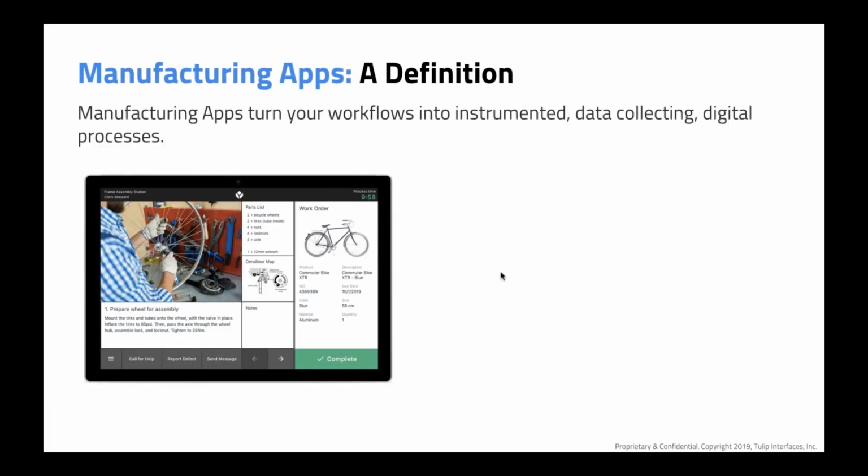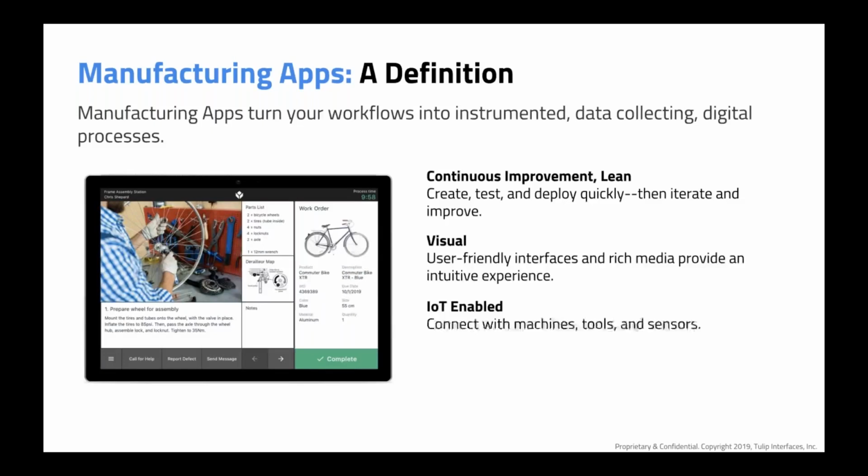So we've been talking about how digital tools like manufacturing apps and other technologies from Industry 4.0 can help with quality management, and it can help reduce appraisals and the costs associated with it. But before we go deeper into how that works, let's take a step back to define what manufacturing apps are. Manufacturing apps are really just applications that turn your workflows into instrumented, data-collecting digital processes. And I know that's kind of a mouthful, so we'll unpack it.